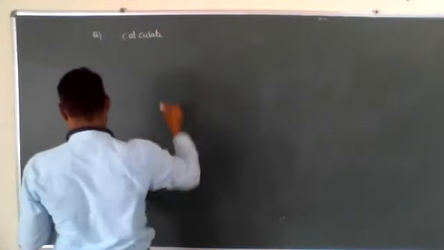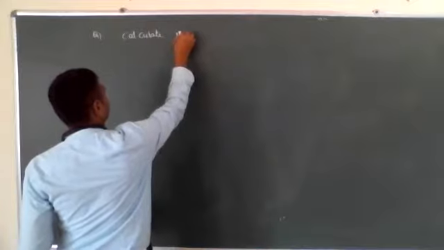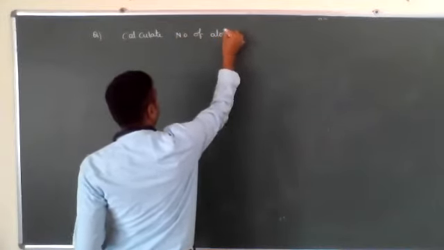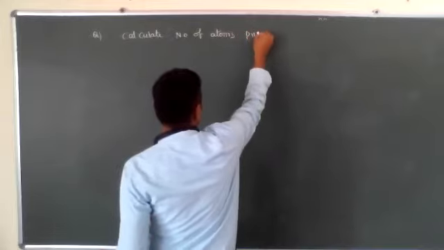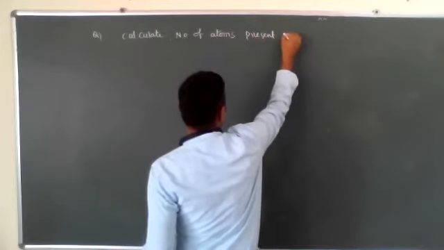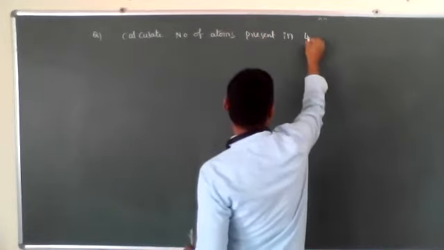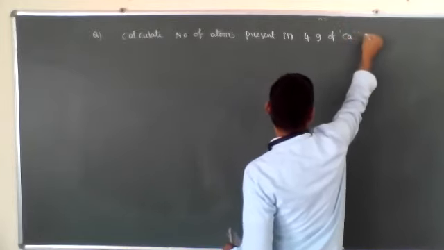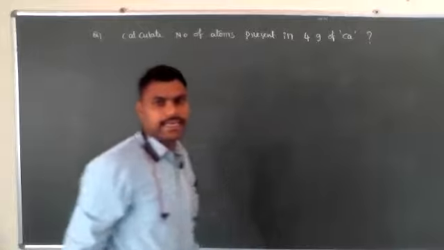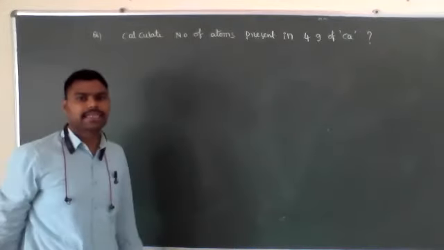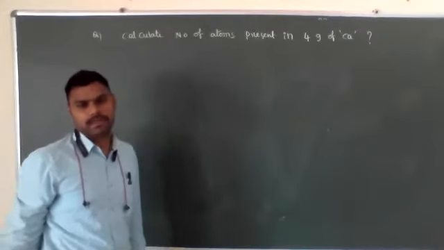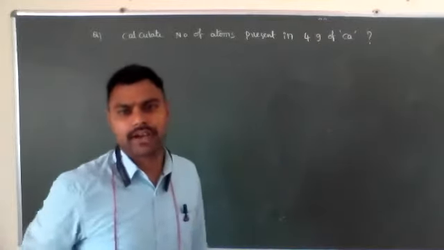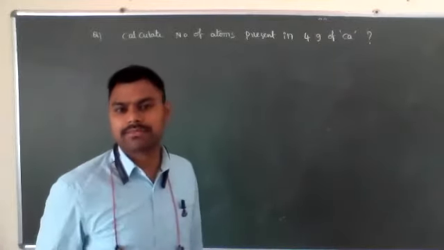Calculate the number of atoms present in 4 grams of calcium. Calculate the number of atoms present in 4 grams of calcium. Means 4 grams of calcium. For example, I gave you 4 grams of calcium. How many calcium atoms are present?